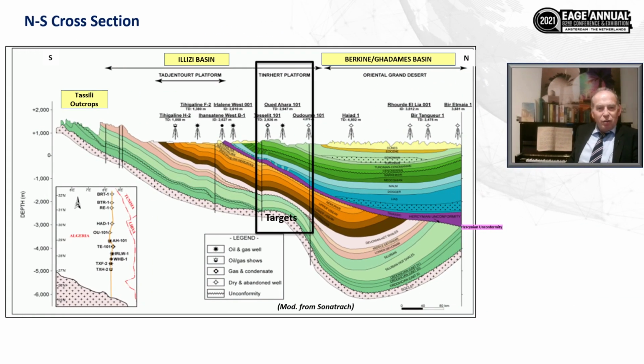North-south cross-section through the area of study. From the north, the Berkine-Ghadames Basin, to the south through the Illizi Basin to the Tassili outcrops. Targets are reservoirs of Paleozoic times. Clearly distinguished is the Hercynian unconformity separating the deformed Paleozoic sequences from the Mesozoic series, and the Tassili outcrop as analog for the subsurface reservoirs.